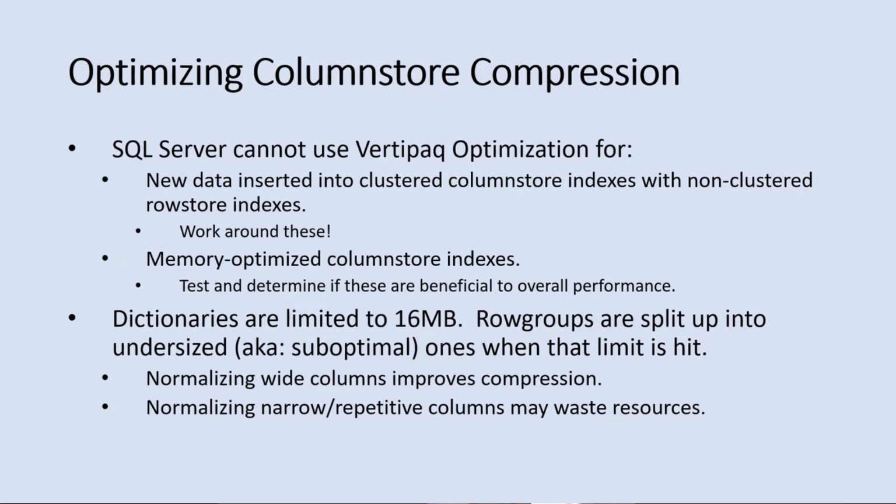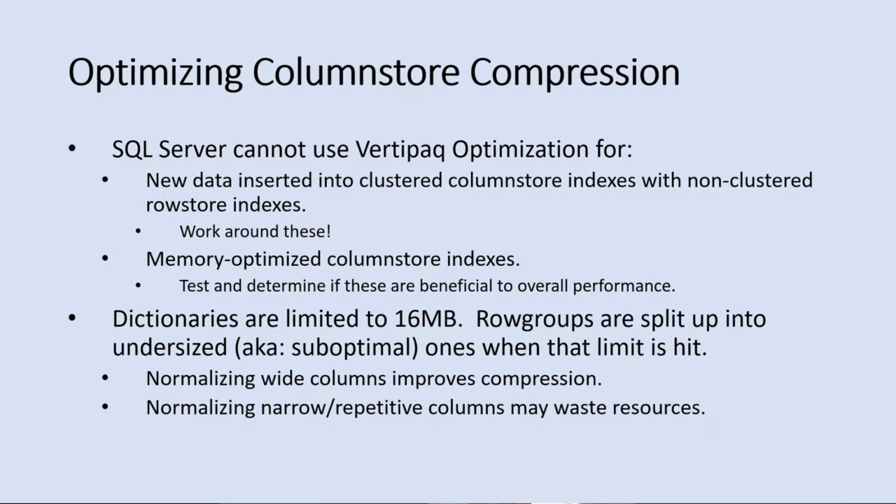One final note is that dictionaries used in dictionary compression are limited to 16 megs. This is a big deal. If you have very long values, very wide values in your columns, you may find dictionaries will hit the limit. They'll then split your row groups into smaller row groups. And if you know about column store indexes, you know that undersized row groups waste space. They don't compress as well. They waste space. You get more row groups. And in general, things don't perform as well.